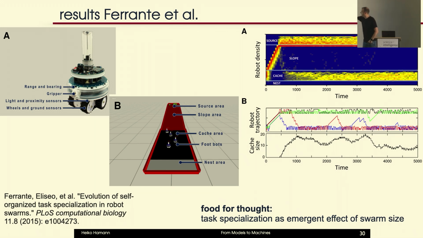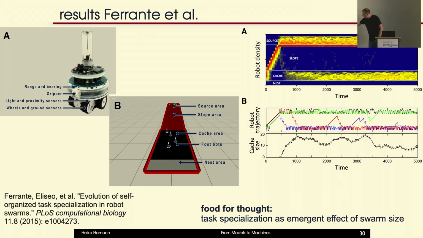Also here, you see how the cache fills up, and then there are of course some fluctuations and so on. But if everything works out nicely, then you have a very efficient system, maybe also robust. So you could remove a robot, and maybe they still adapt to that.